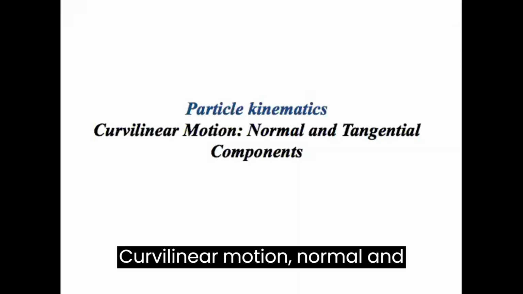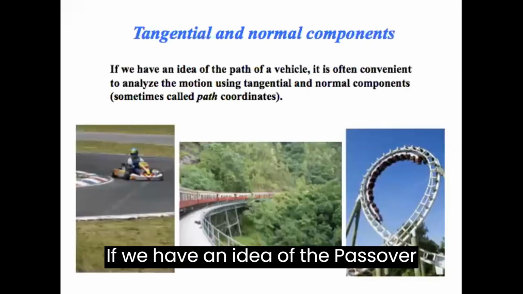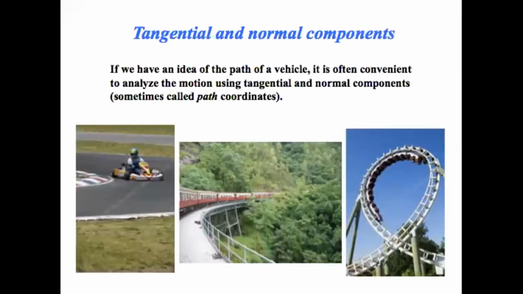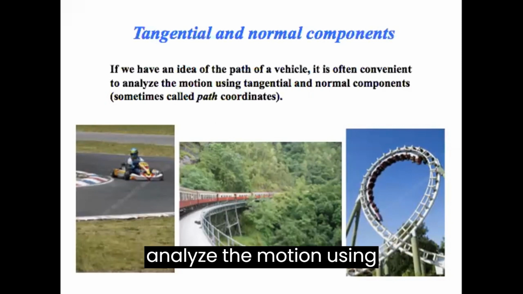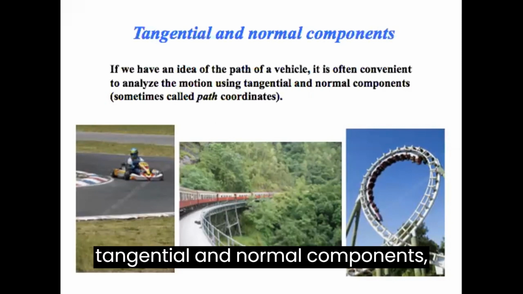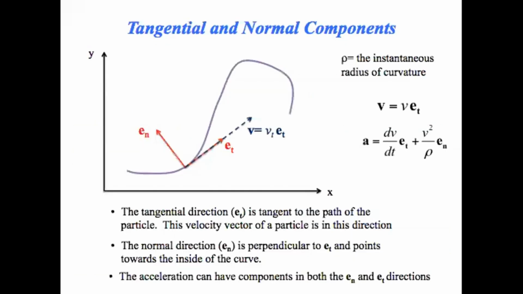Curvilinear motion, normal and tangential component. If we have an idea of the path of a vehicle, it's often convenient to analyze the motion using tangential and normal components, sometimes called path coordinates.